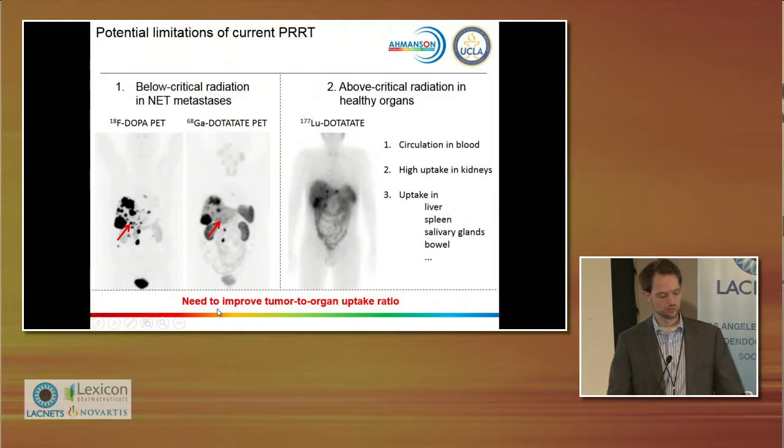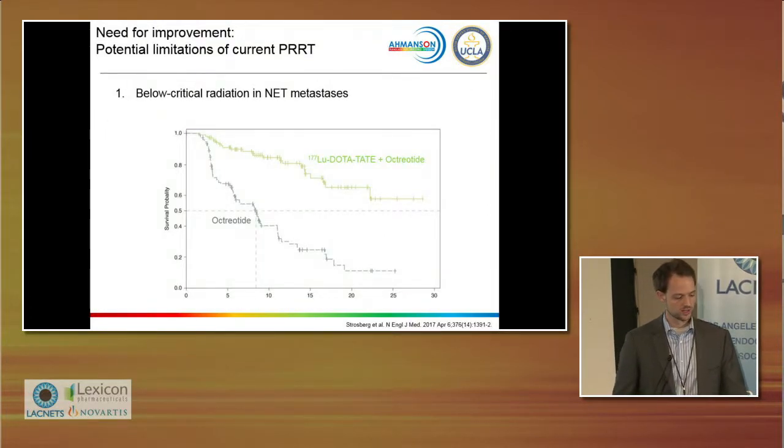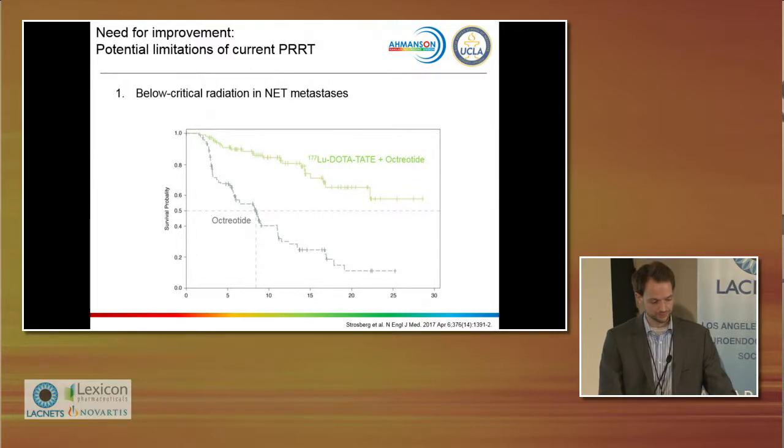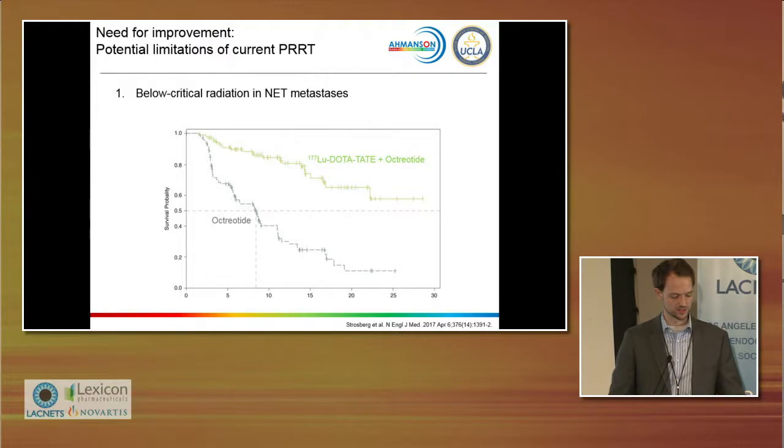There's a need to improve the tumor to organ uptake ratio that might also improve our clinical outcome for treatment. We might be more efficacious and we might have a safer treatment if we were able to improve that. What does the first limitation mean? The below critical radiation in neuroendocrine tumor metastasis.